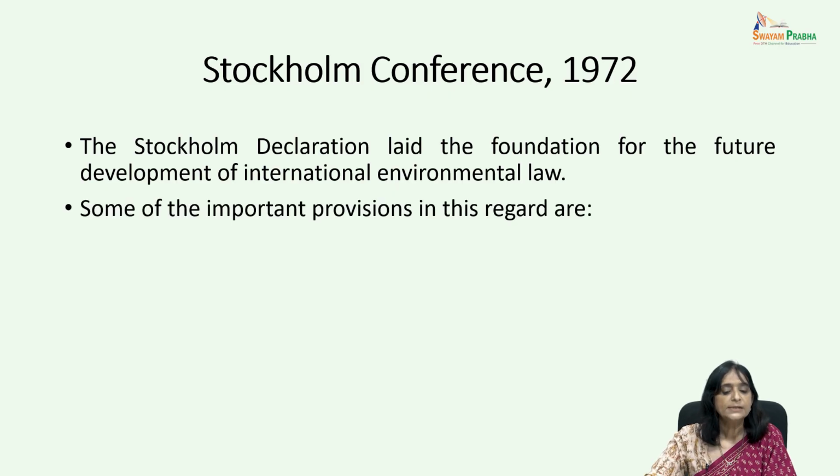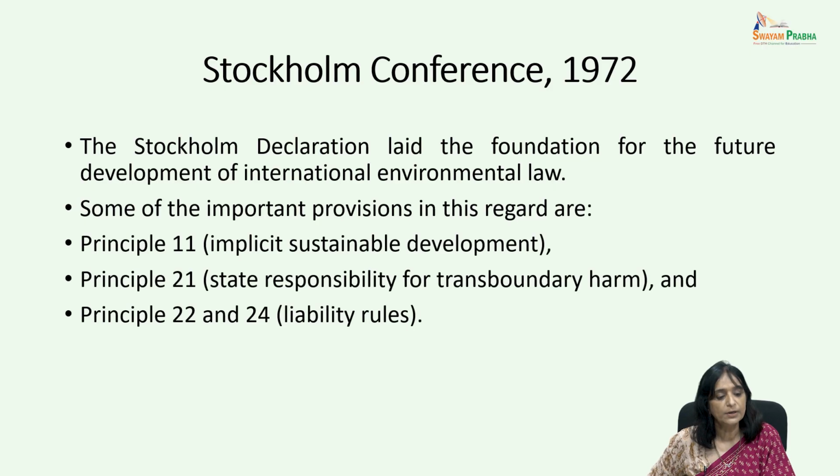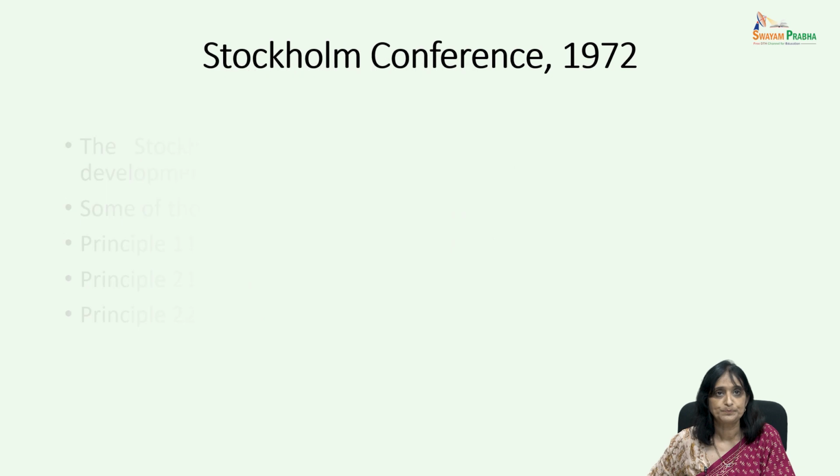Some of the important provisions in this regard were Principle 11, which talked implicitly about sustainable development, because this was also the time when we had the Brundtland report, which talked about sustainable development. Principle 21, which said it is the state's responsibility for any transboundary harm. We have already discussed in detail the problem of transboundary environmental issues. And Principles 22 and 24, which talked about liability: who will bear the liability for any international damage to the environment?